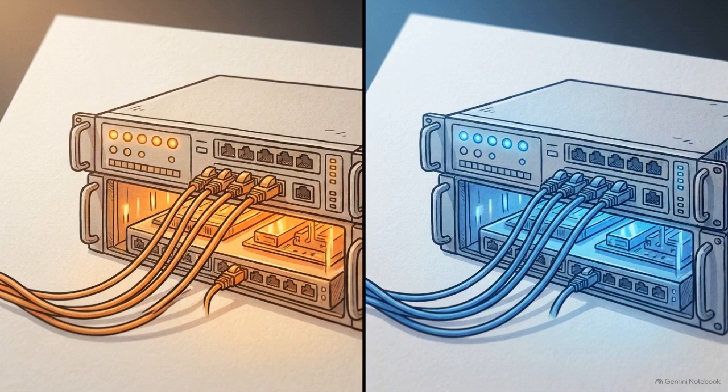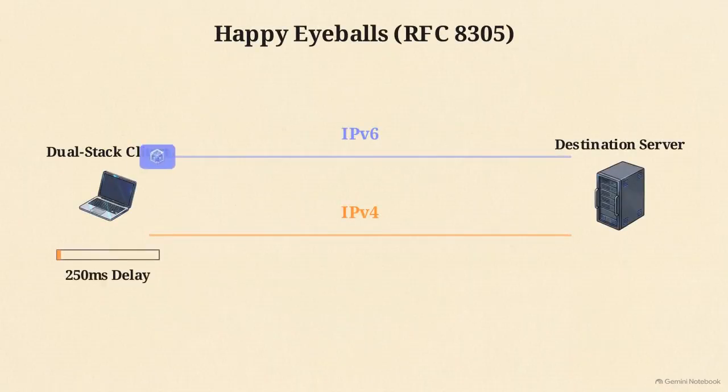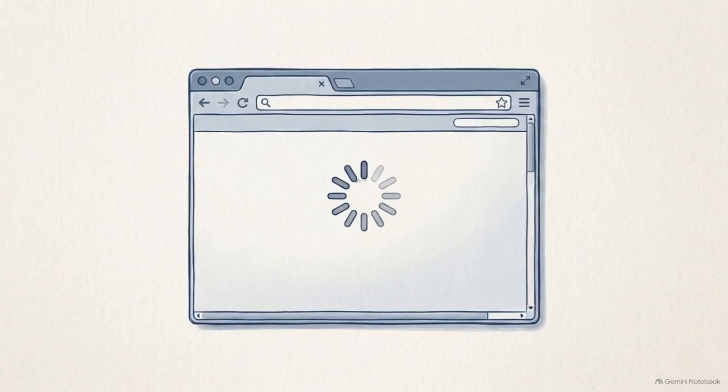Chapter 1 addresses the reality of dual-stack environments. Browsers use a process called happy eyeballs to prefer IPv6, falling back to IPv4 after a 250 millisecond delay. A broken IPv6 path often hides behind a slow page load rather than an outright connection error.